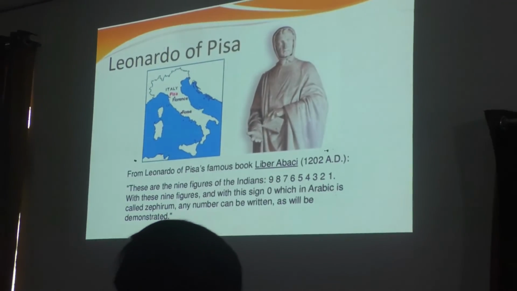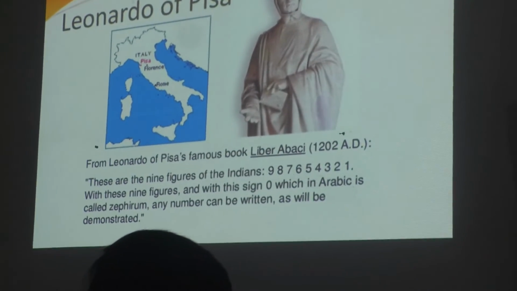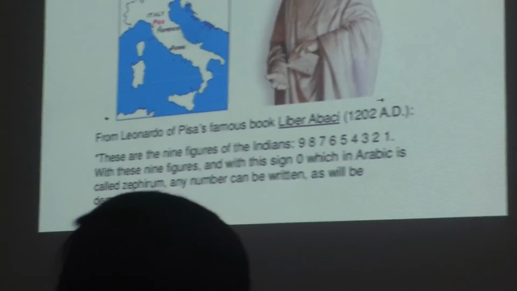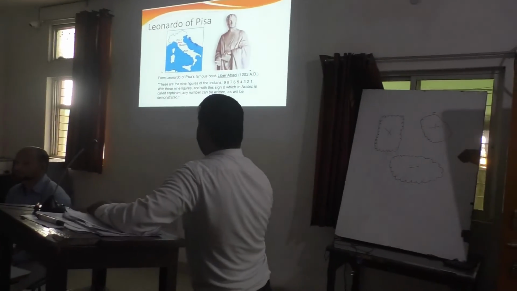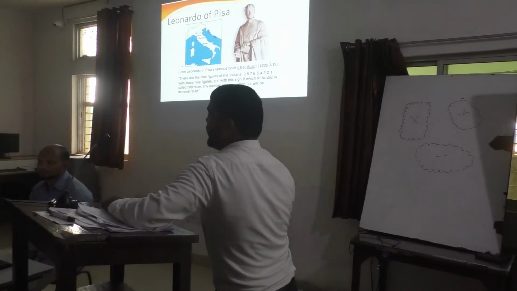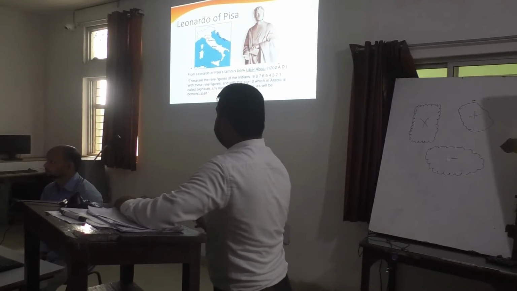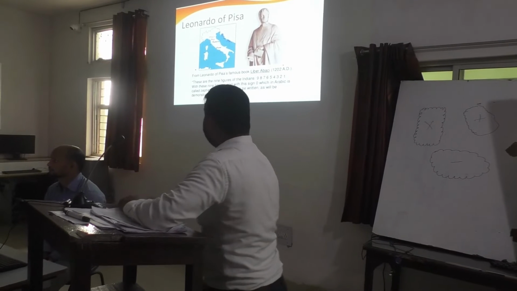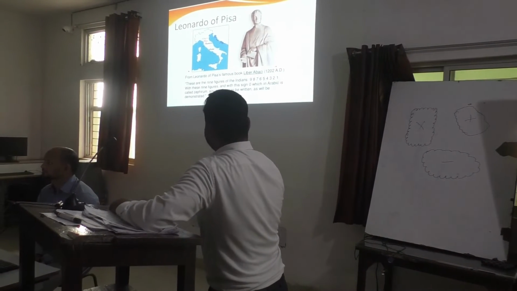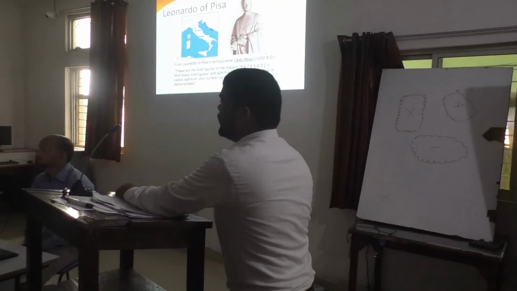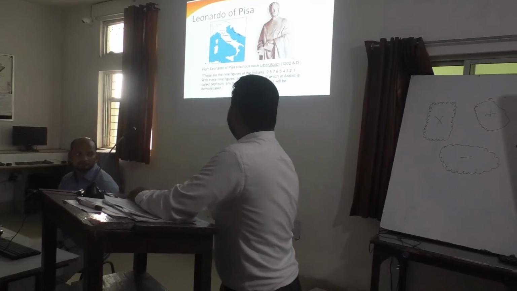And these are the 9 figures of the Indians: 9, 8, 7, 6, 5, 4, 3, 2, 1. With these 9 figures and the sign 0, which in Arabic is called zephirum, any number can be written, as is illustrated. It is the statement given by him that any number can be made using these digits. Actually, these digits we use till date.